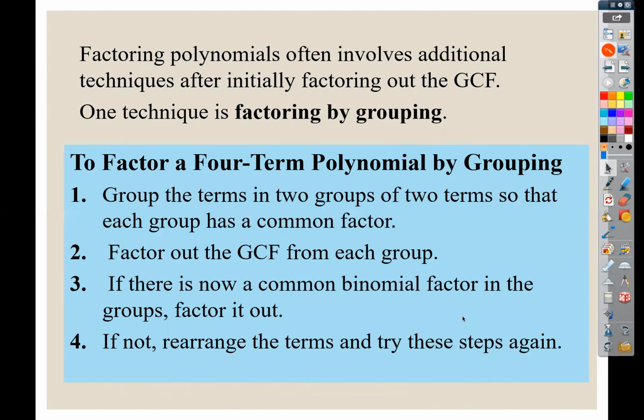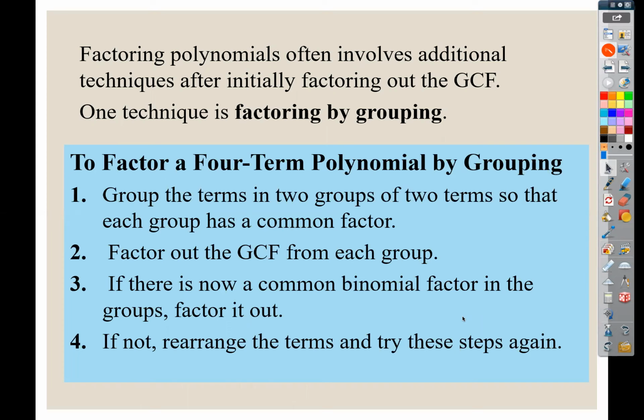All right, factoring polynomials often involves additional techniques after initially factoring out the GCF. Most of the time it does. One technique is factoring by grouping. You factor by grouping when you have a 4-term polynomial, also known as a quadrinomial. Quad means 4, so it's a quadrinomial.